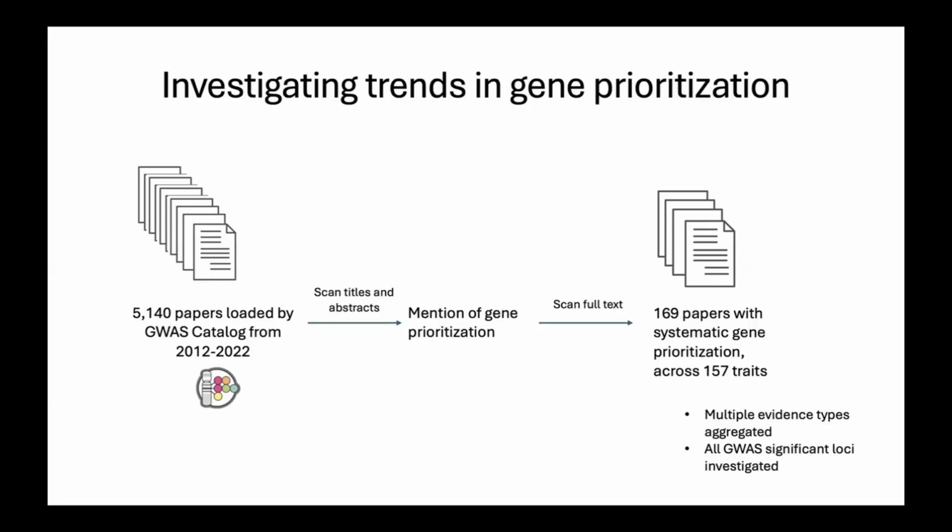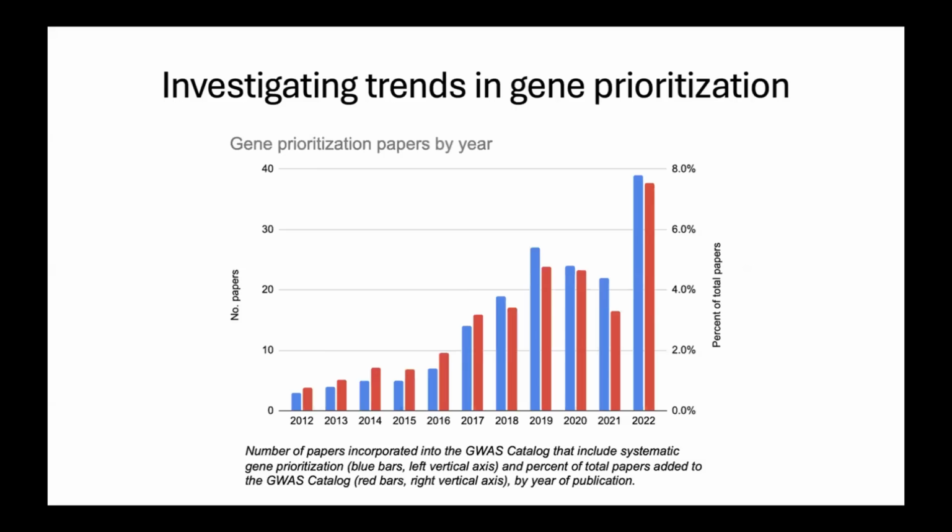So we wanted to know more about these papers. So first of all, is the number of these studies increasing? And I think we can say yes. So here's a graph over time. The blue bars are the absolute number of the papers that I found, the gene prioritization papers, and then the red bars are their percentage as a percentage of the total papers loaded by the GWAS Catalog, which of course is also increasing every year. So it looks like there is a trend to do more of these studies.